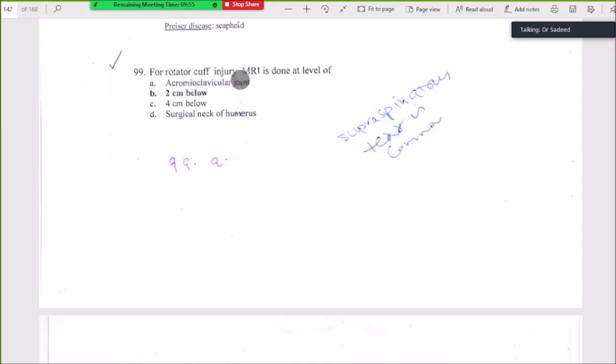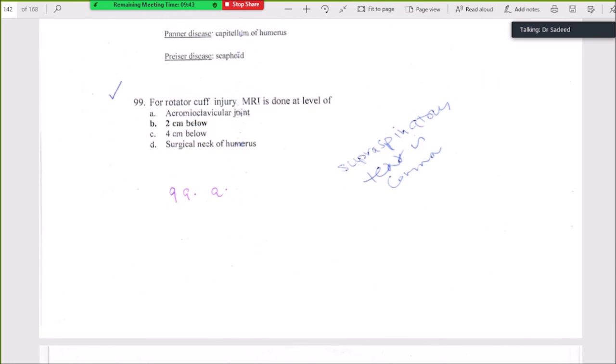And then for rotator cuff entry, MRI general level of acromioclavicular joint. Supraspinatus is common, so MRI general level of acromioclavicular joint. And rotator cuff entry, most common injury is supraspinatus tendon.